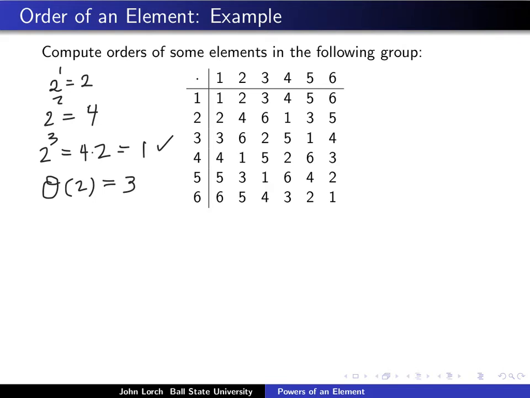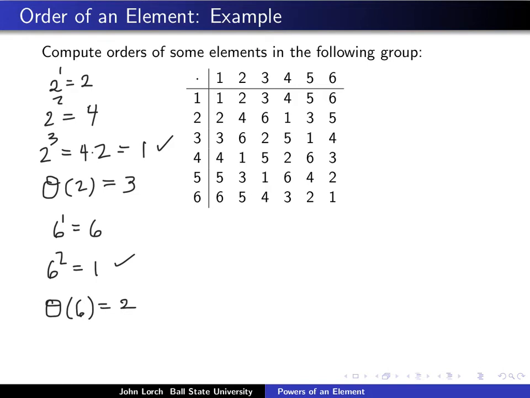Okay, maybe we can also do this for 6, right? 6 to the first is 6. And then when I take 6 squared, well, I take 6 times 6 in the table and it gives me 1, which is the identity in this group. And so I would write down that the order of 6 is equal to 2, because 2 is the smallest positive exponent I can put on 6 in order to get the identity.